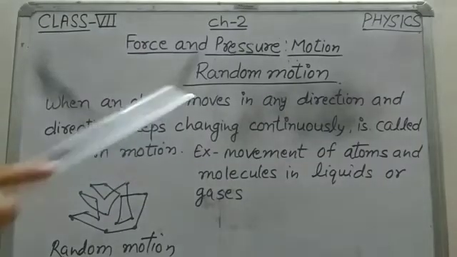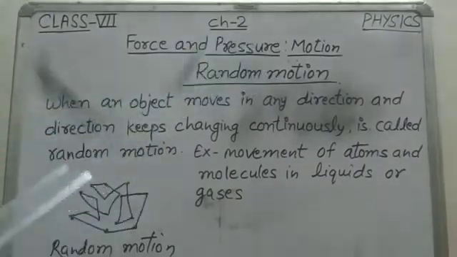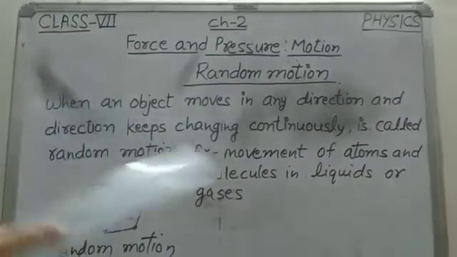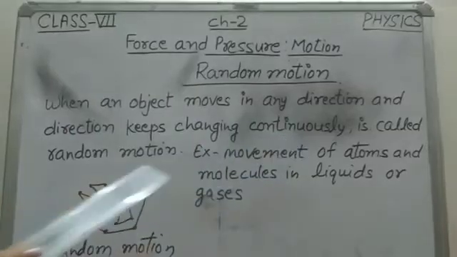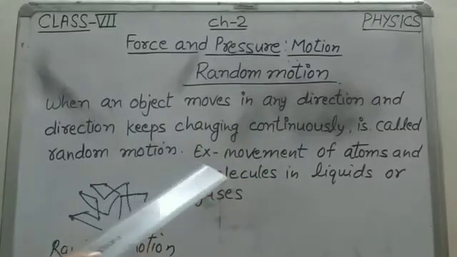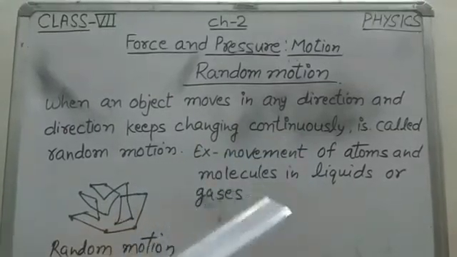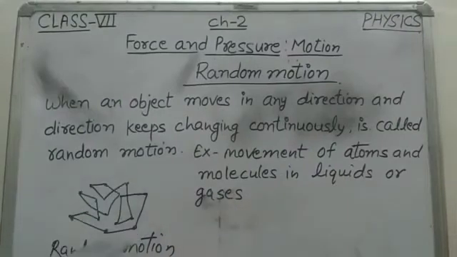Now, the next one is random motion. When an object moves in any direction and the direction keeps changing continuously, it is called random motion. For example, the movement of atoms and molecules in liquids or gases. This is an example of random motion.